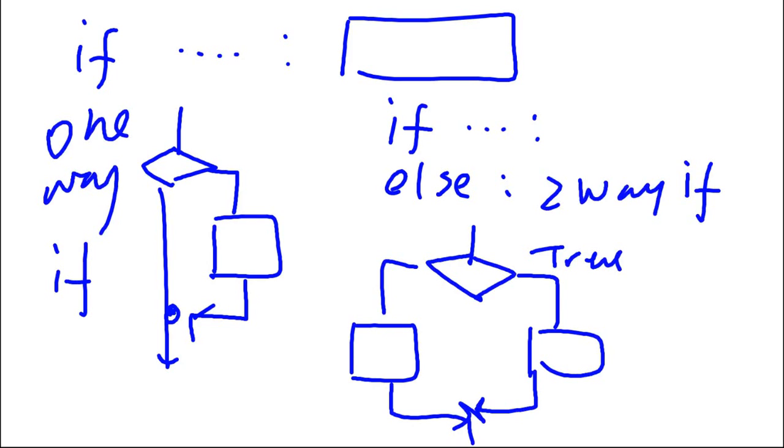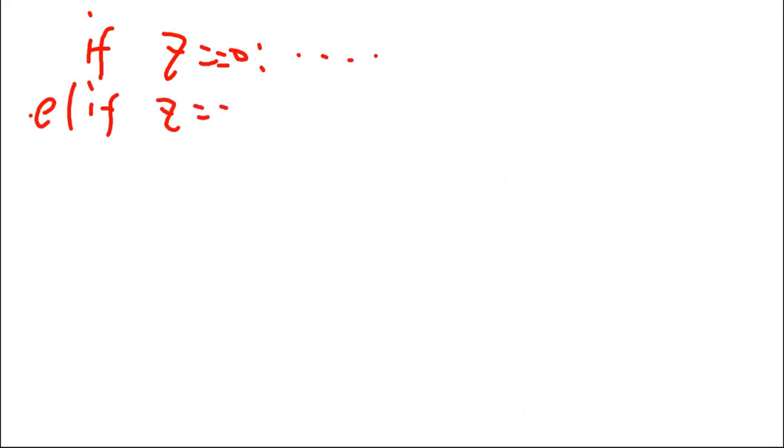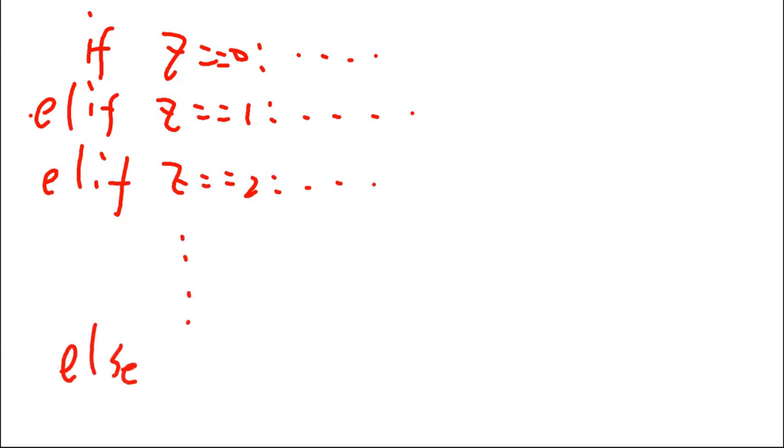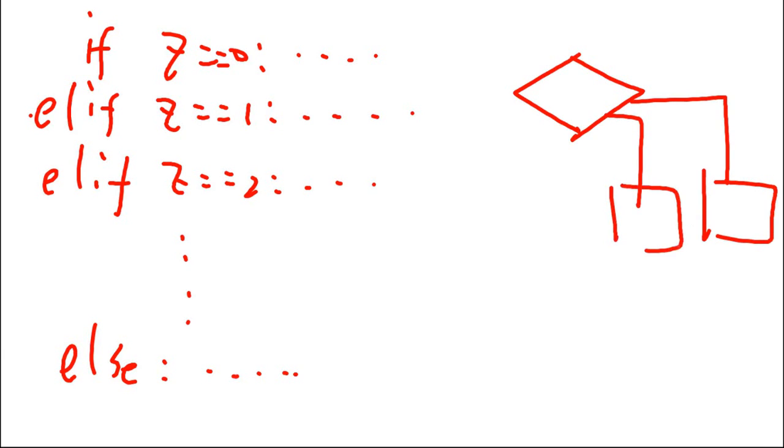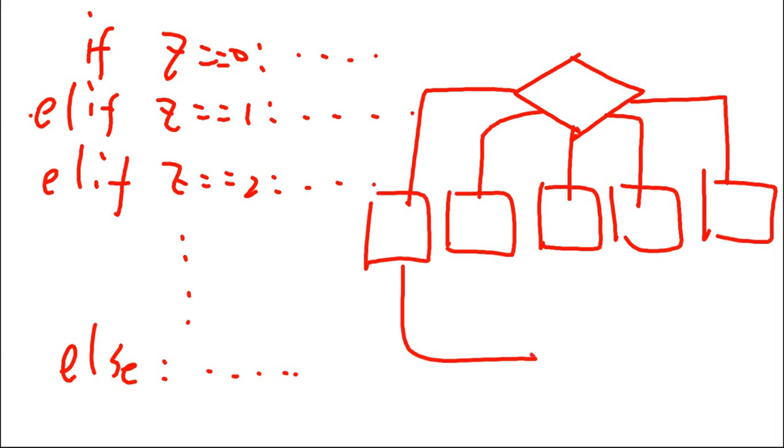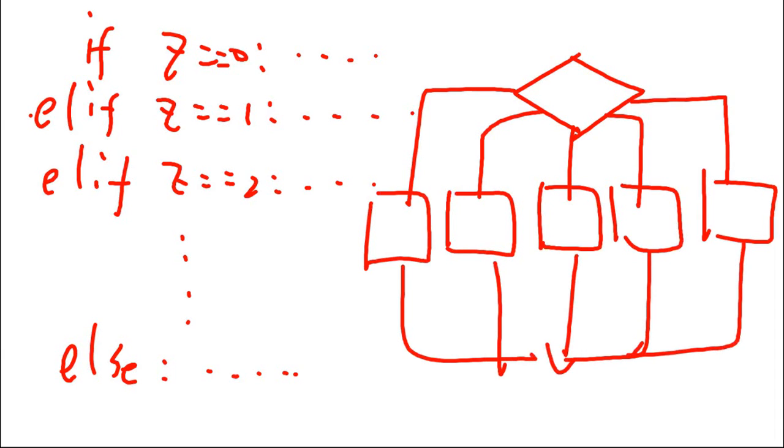And then we can also have, like this, one way and two way. We have multiple way of if. The multiple way of if is we use this one: if Z equals 0, we do this. Else if Z equals 1, we do this. Else if Z equals 2, we do this, something like that, until you have an else. So there's a big decision. Case 1, do this. Case 2, you do this. Case 3, case 4, case 5, you do this. And these are the multiple if, multiple way of the if.